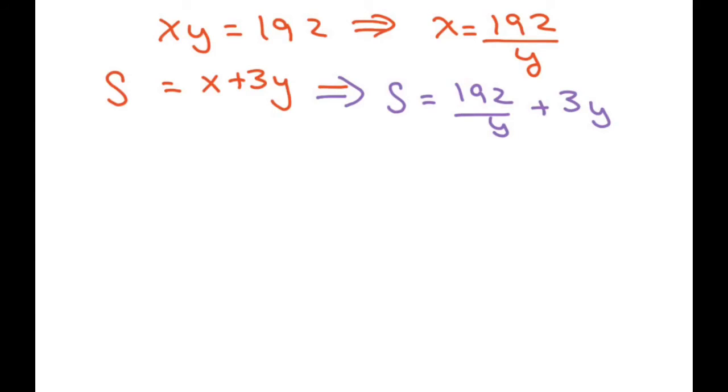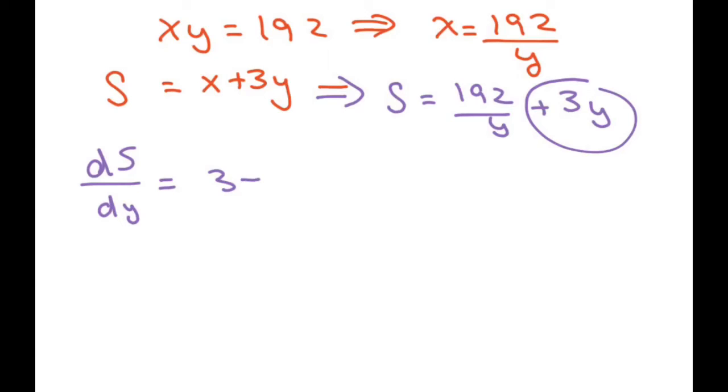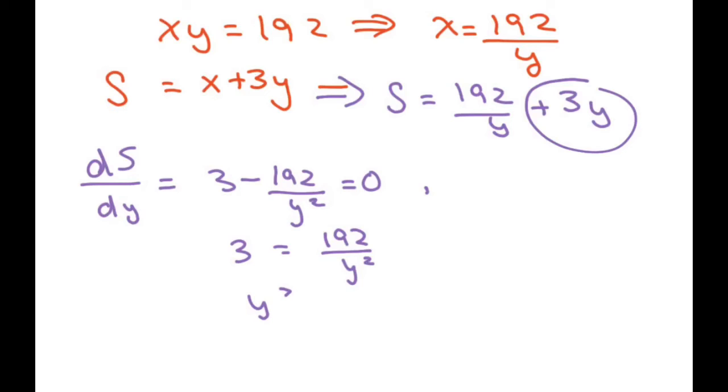Now we can take the derivative of s with respect to y. So that's going to be 3 minus 192 over y squared. Set that to 0, and you solve for this. 192 over y squared equals 3, so we get y squared equals 192 divided by 3. So y is going to be 8.